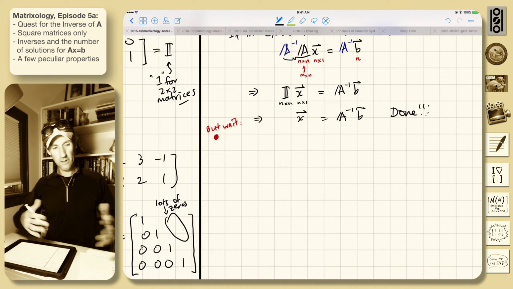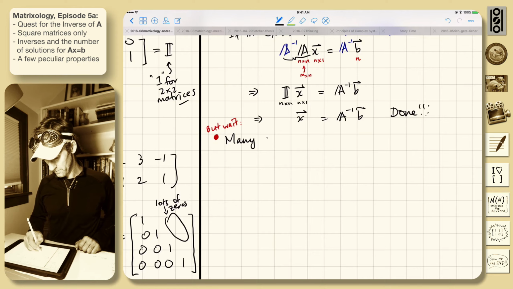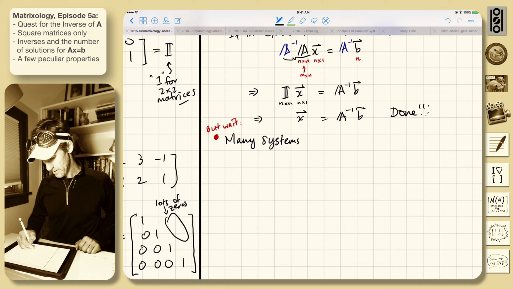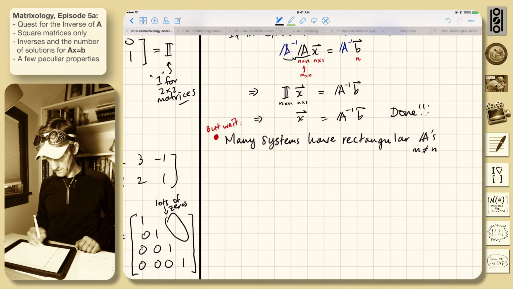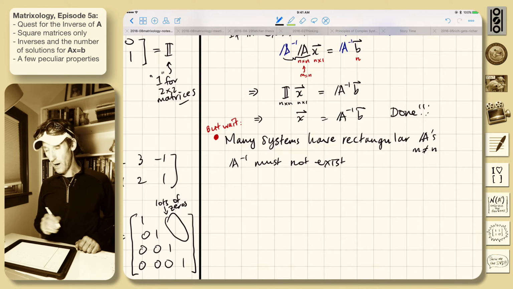Many systems, oh my gosh, systems have rectangular A's. I know a square is a special rectangular A, right? So m not equal to n, so no inverses. Also A to the minus 1 might not exist. So that's fine. That's actually going to be a healthy kind of system in some ways. Very important kind of thing. A to the minus 1, and just so many things will come together.